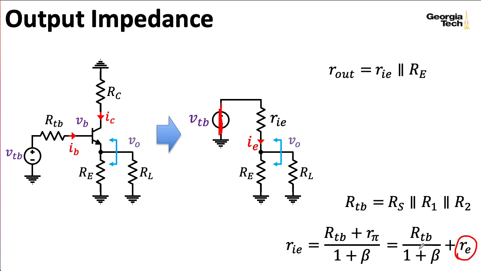But in any case, something that I want to point out is that RTB has RS in it. So RIE has RTB in it. So the output impedance of this amplifier depends on the source resistance of what's driving it. We saw the same thing with the common emitter amplifier. The output impedance depends on the impedance of the source that's driving the amplifier. And I think that's an aspect of BJT-based amplifiers that isn't widely appreciated.